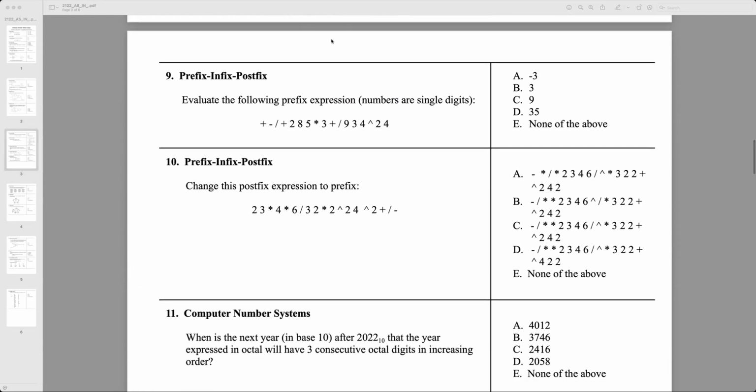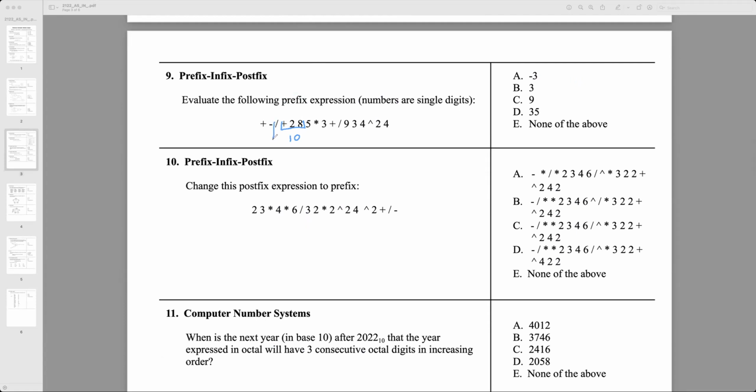Now, prefix, infix, postfix. This is very important because this does come up a lot. What we're doing here says evaluate the following prefix expression. All numbers are single digit. So we know it's a prefix expression. That means the operator in front is the one affecting the operands. So we're going to go in order: 2, 8. That's 10.